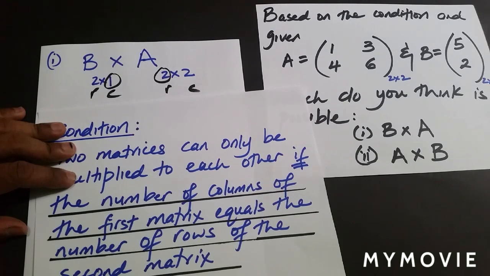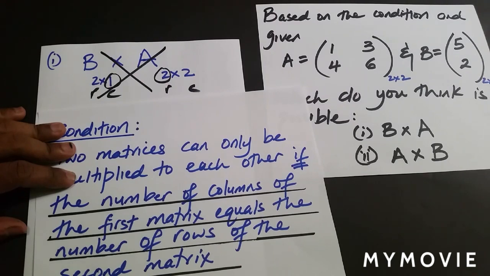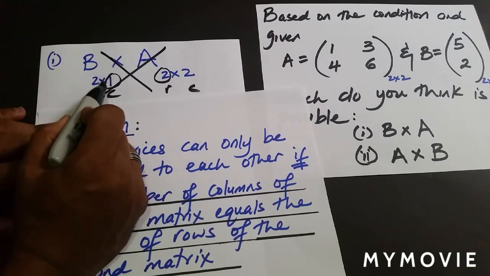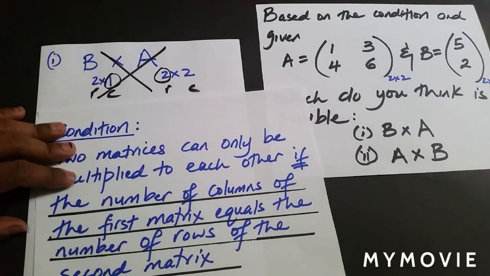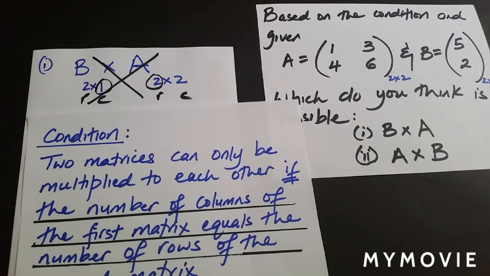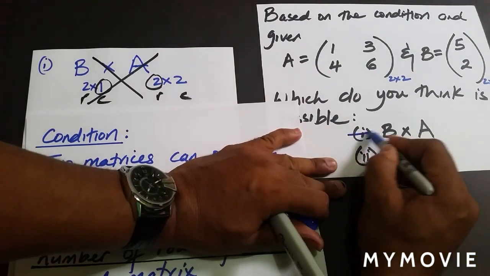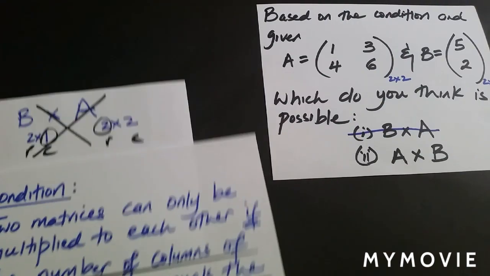So my question is, do those two numbers equal each other? And the answer to that is no, which means that cannot happen. So we cannot multiply B times A. In this particular case, B is the first matrix and A is the second matrix. Multiplication cannot occur simply because the number of columns of the first matrix B does not equal the number of rows of the second matrix A. So that means that this cannot happen. That can't work. All right? Now, let's look at part 2.